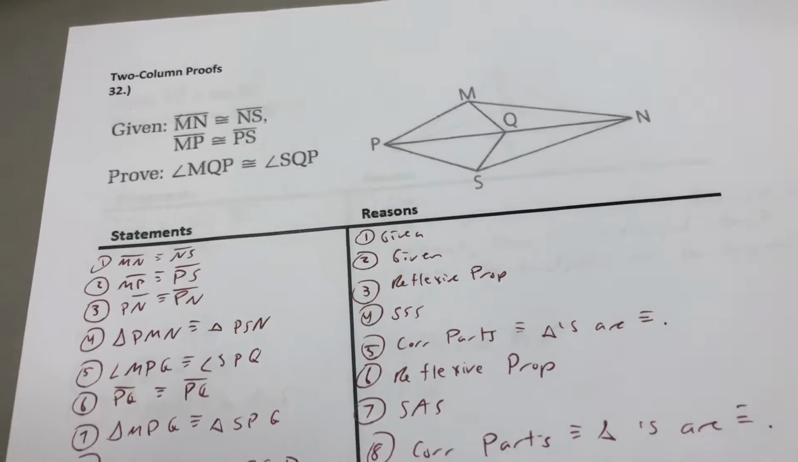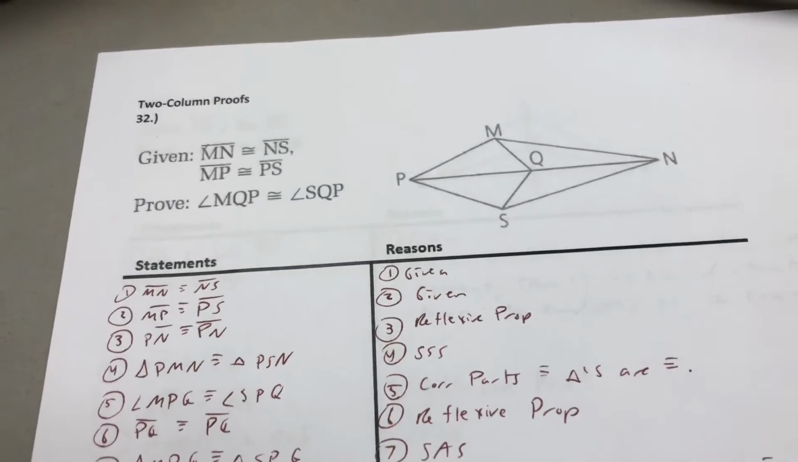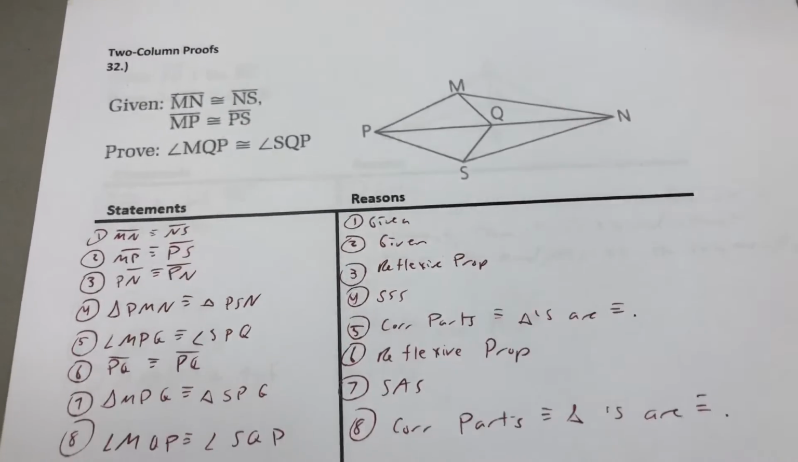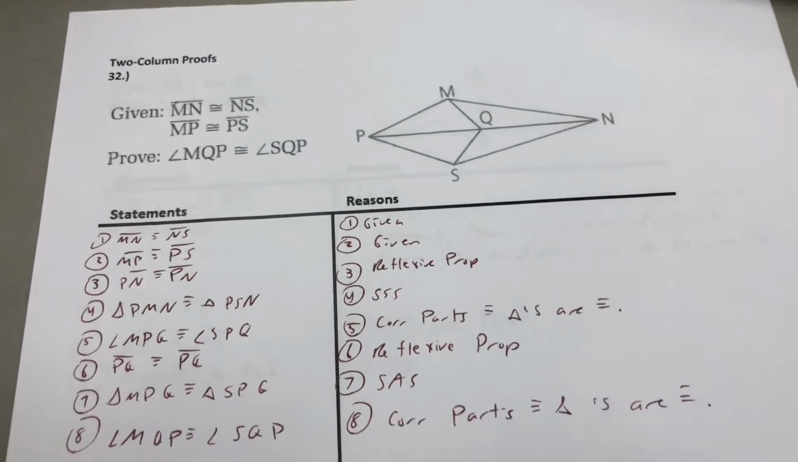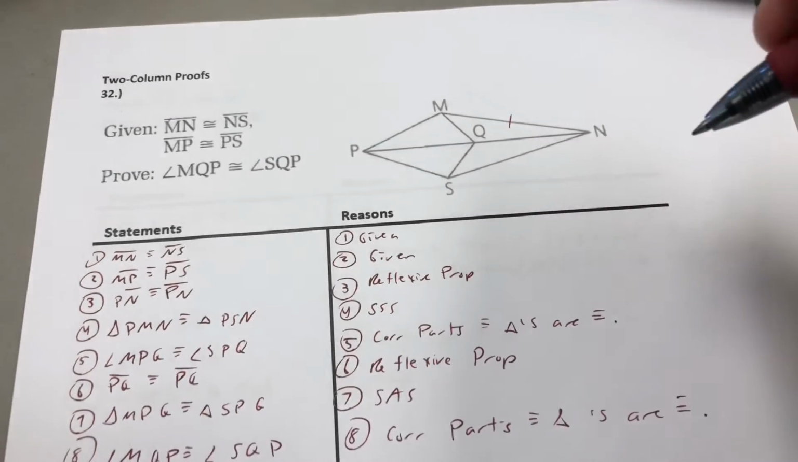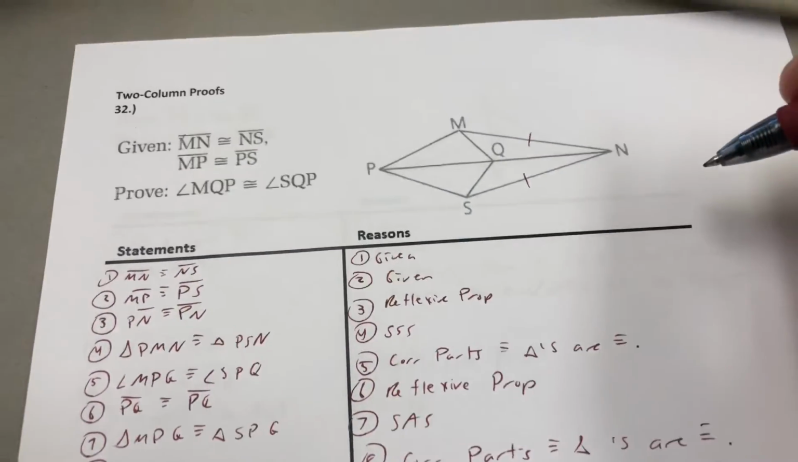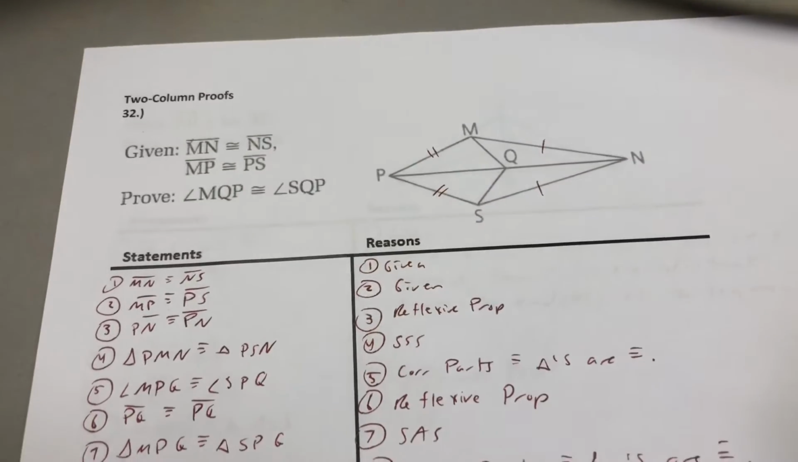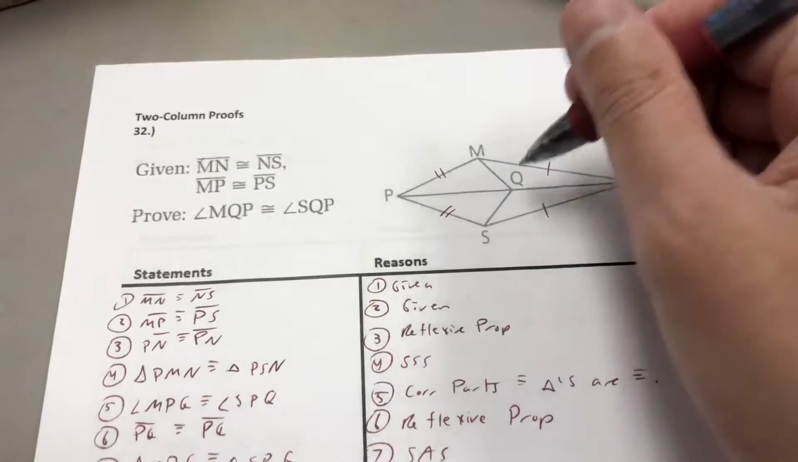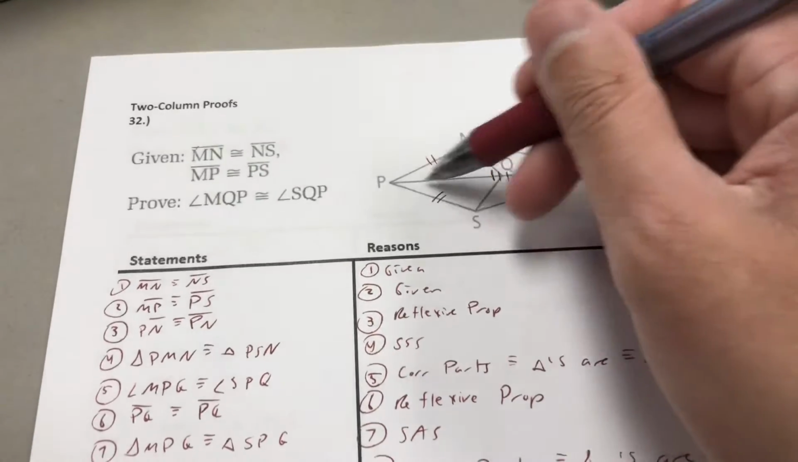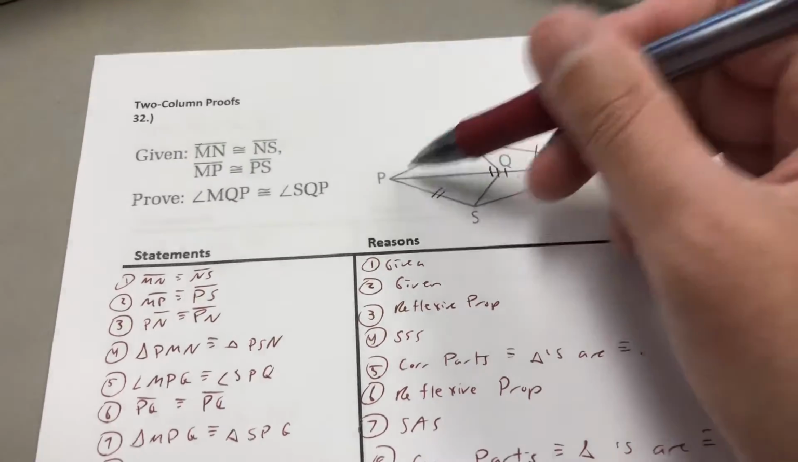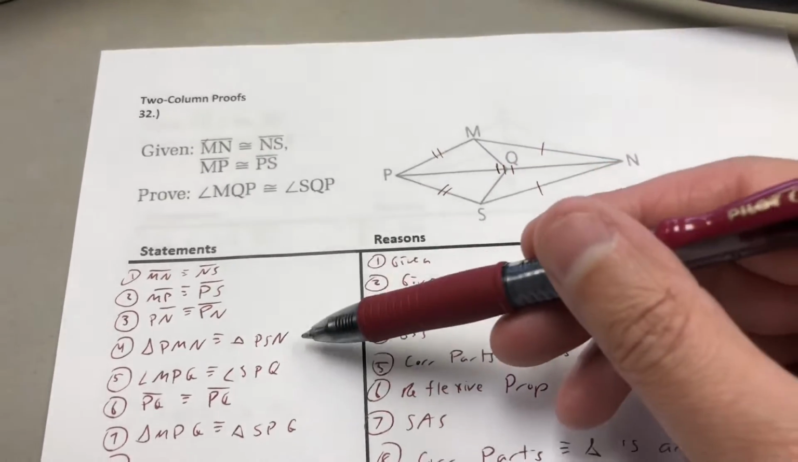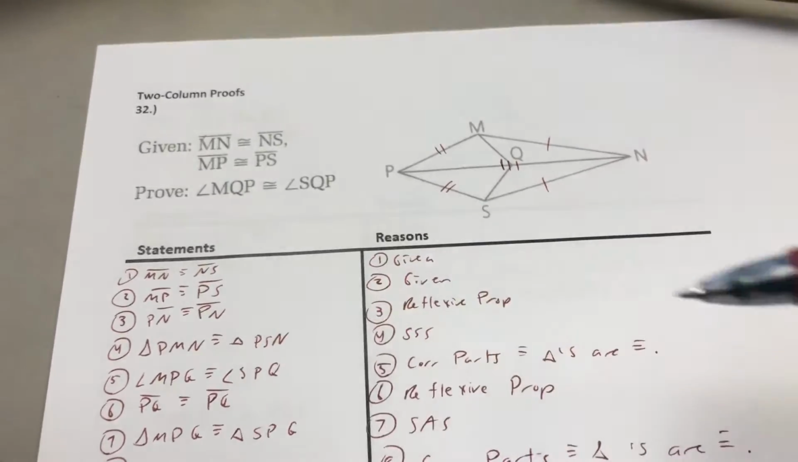We're going to look at the proofs from the quarter test review. I have actually already written up the solutions, but I'm basically going to describe the solution. So MN is congruent to NS, and MP is congruent to PS in the given. And then I was able to show that PN is congruent to PN. I'm going to prove these two big overlapping triangles, PMN and PSN, congruent.